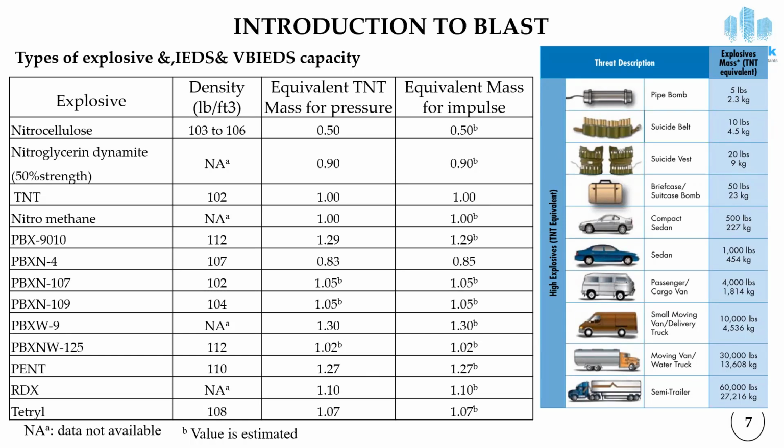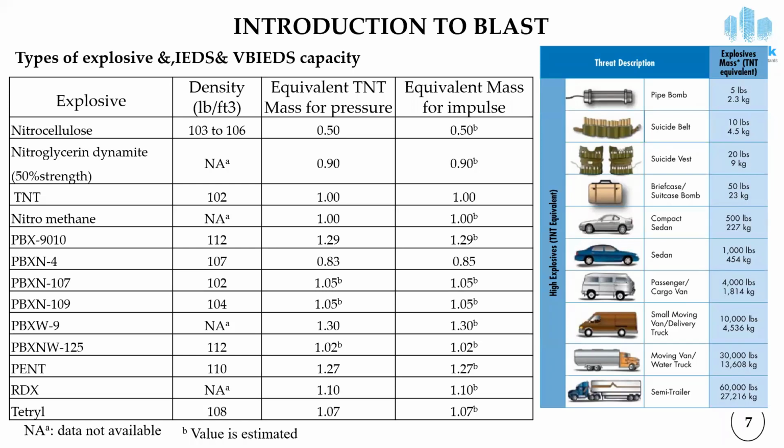Can you see this slide now? Yes, sir. These are the main weapons which can be used by the terrorist, right? Either they can use a pipe bomb or suicide belt, and at maximum a semi-trailer. Are you getting me? Yes, sir.